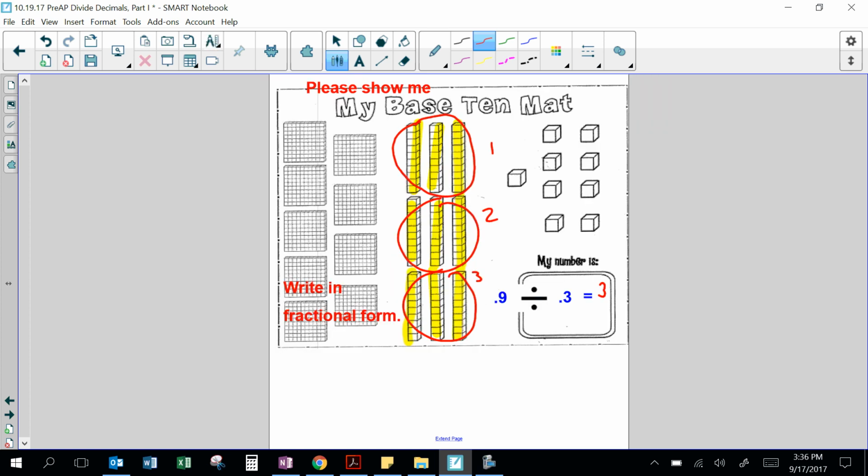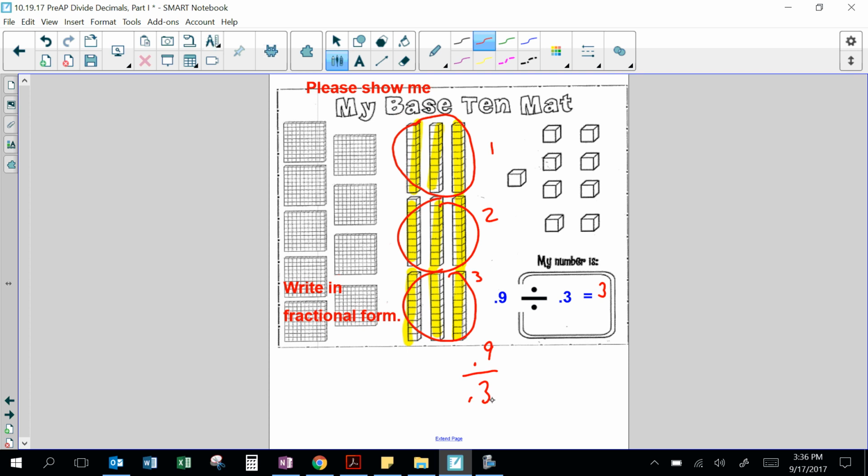How can I write this in fractional form? What if I do not want to use a base 10 model? What if I would rather use an algorithm, arithmetic, in order to solve this? So I would write 9 tenths divided by 3 tenths as a fraction.